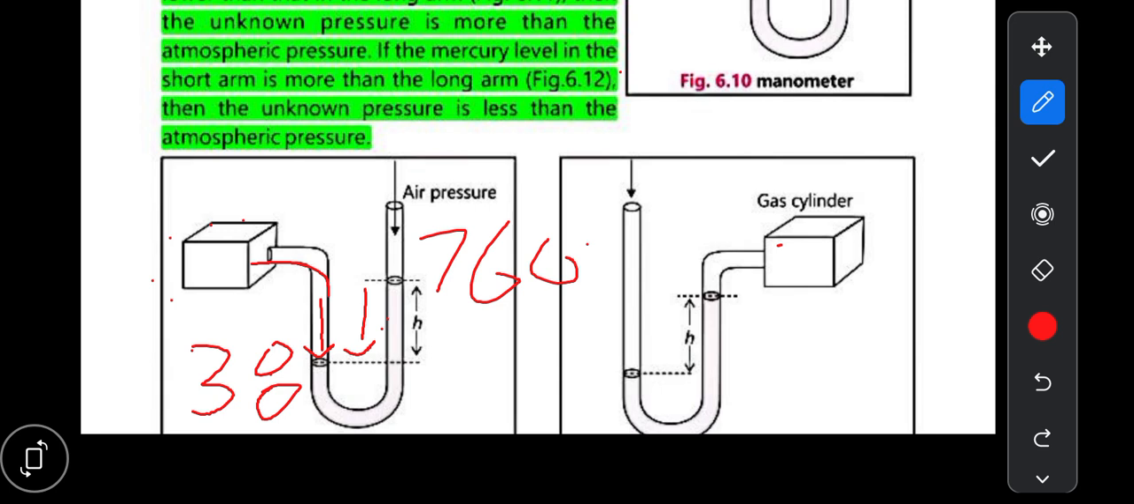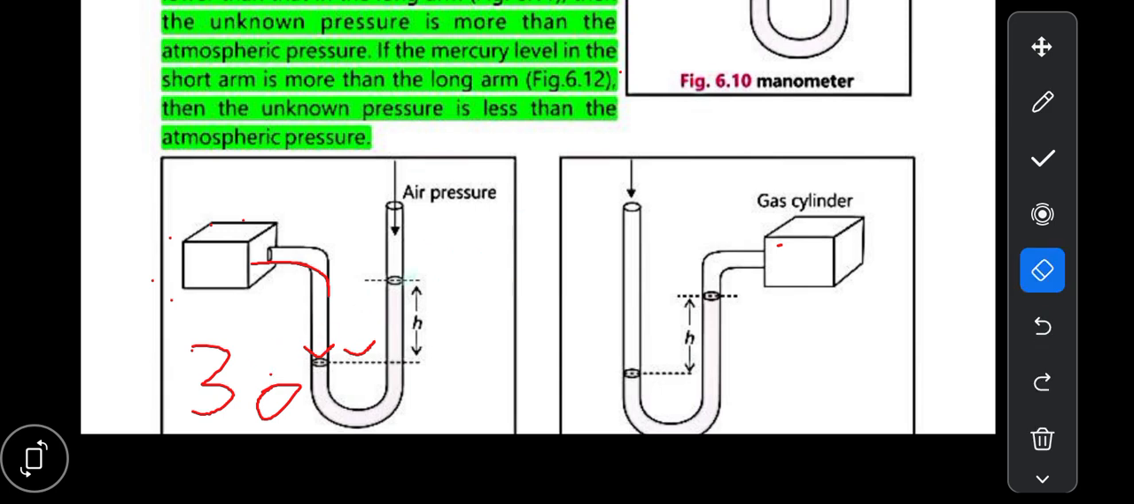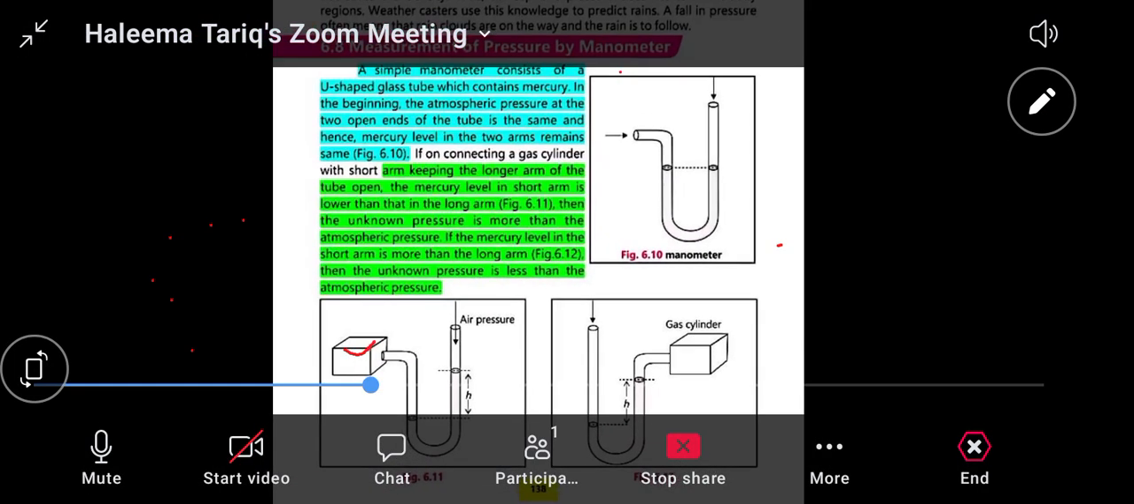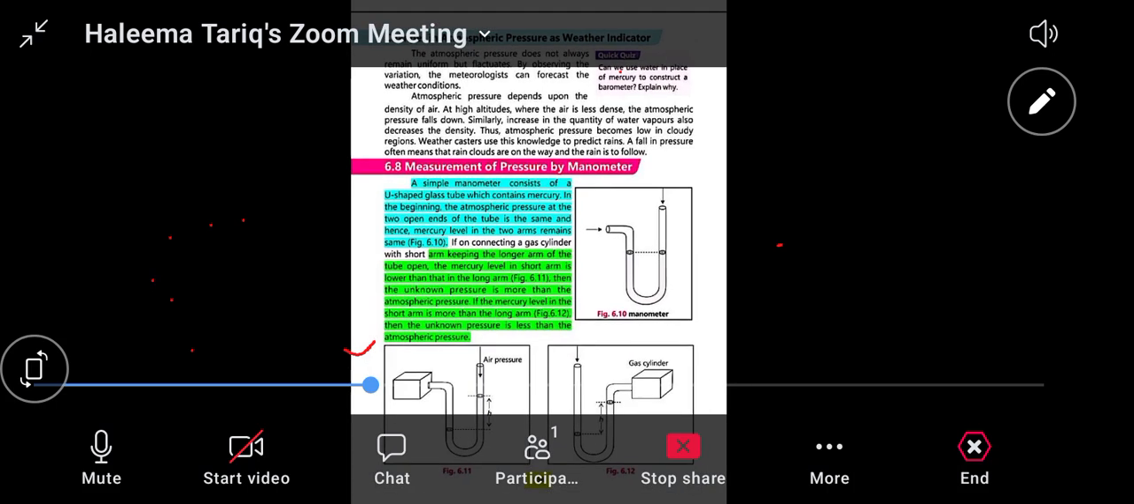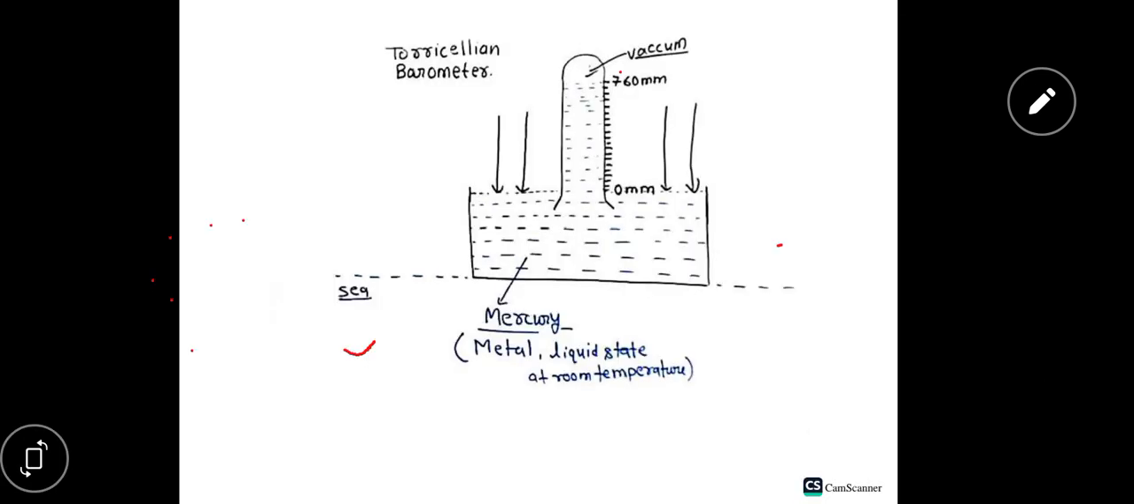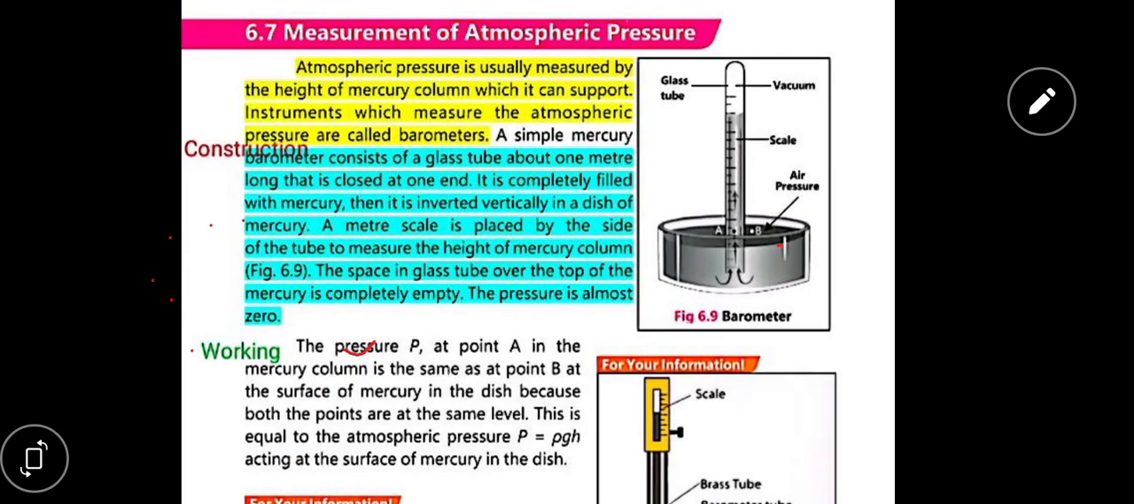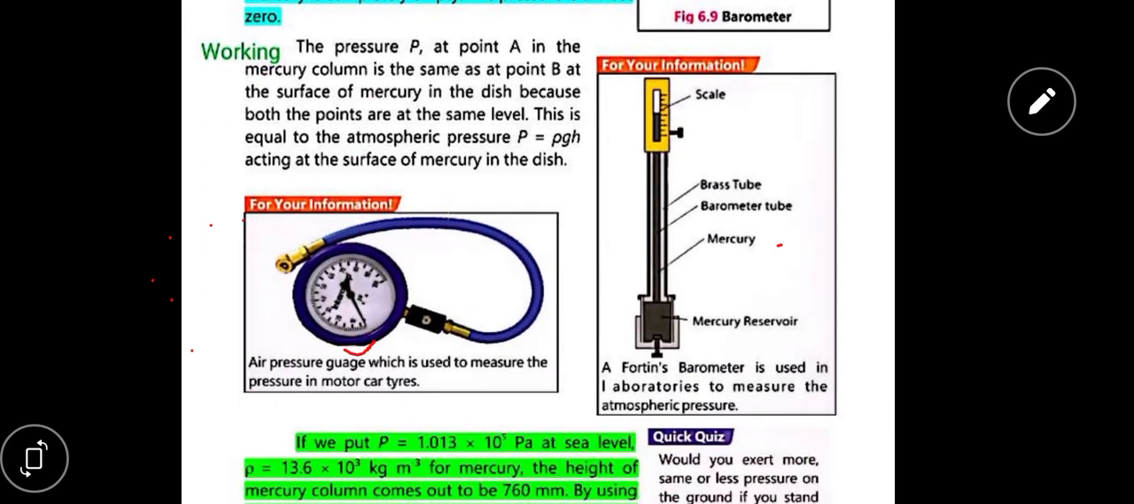But by the use of the barometer you can calculate the value of the actual atmospheric pressure by increasing or decreasing the level of the mercury in the U-shaped tube. So, this level will help you to understand the indication of the increase or decrease in atmospheric pressure. There is a diagram mentioned at the side, that is the Fortin barometer, which is used in the laboratory for the measurement of atmospheric pressure.